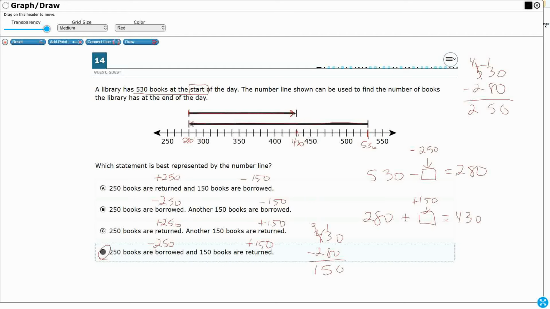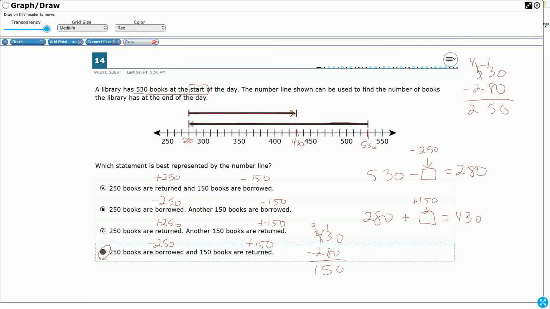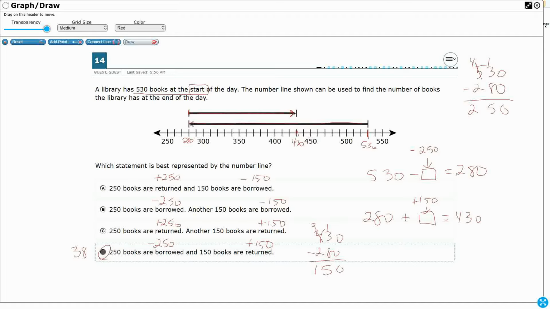Now, if you thought that was confusing, you are not too far off because this was difficult. Only 38% of our students got this correct. 30% of our students chose A. So let's look to see what's going on with A, because almost as many students chose the incorrect answer of A as chose the correct answer D. Well, they reversed the meaning. So this has to do with returning and borrowing. These are terms that we use in the library, and we have to correctly map them. Return means to add, and borrow means to subtract.